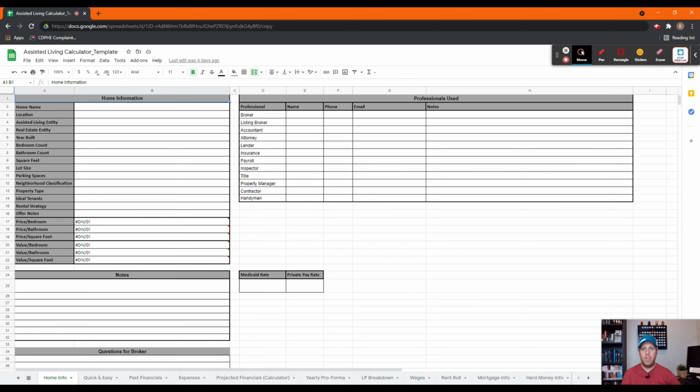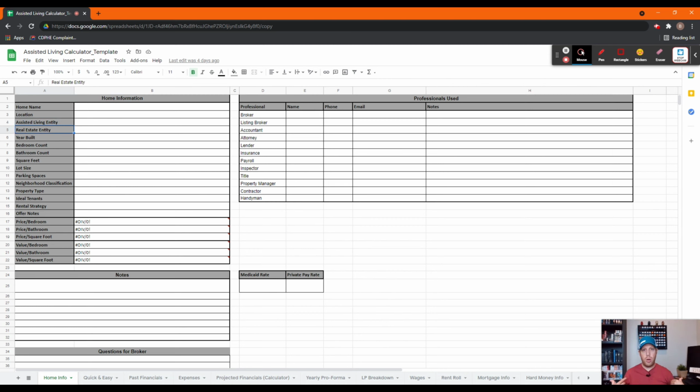I think you'll find that there's a lot of the information in here that you need to be successful. So the first tab that we're looking at here is the Home Info tab. Home Info is where you're going to put the information about the home. So you can put the name, the location, assisted living entity and real estate entity.